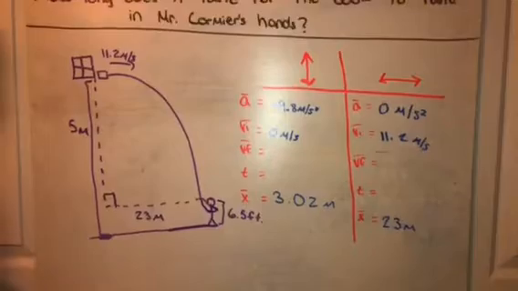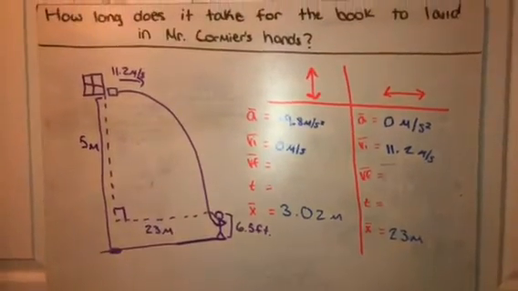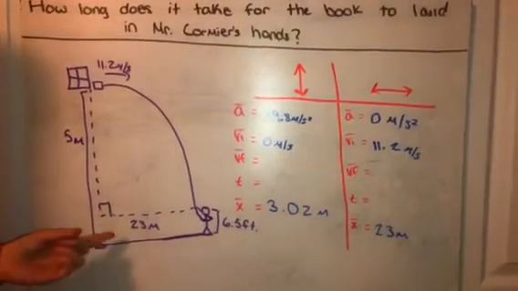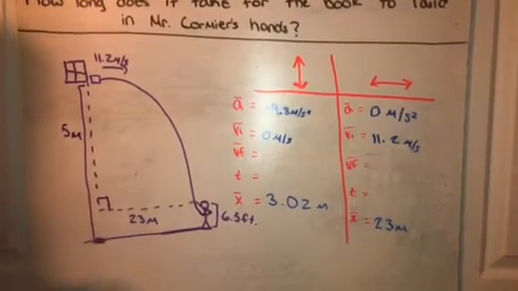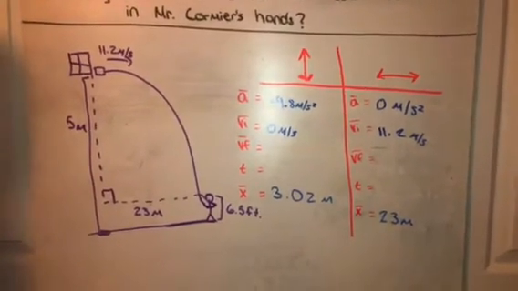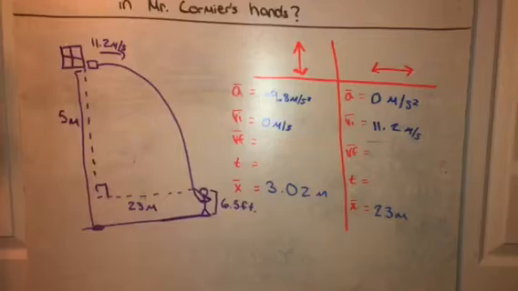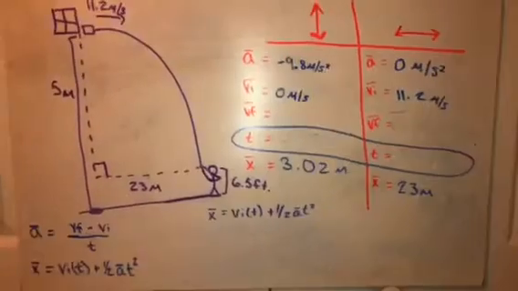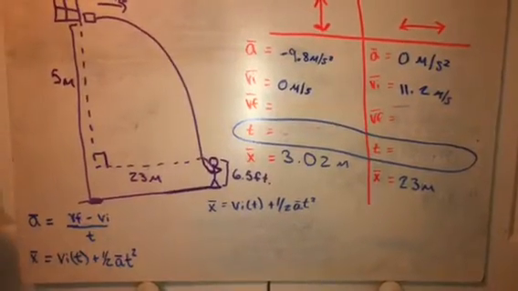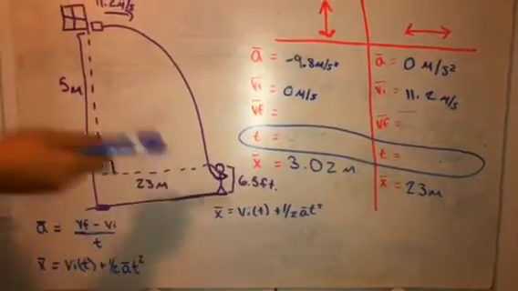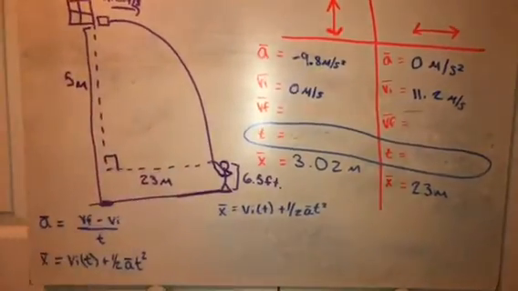We don't know the final velocity, we don't know the time, but we do know from the problem that the horizontal displacement is 23 meters. That is all we know without mathematics for the horizontal side. So now, using all the information we figured out without using math, we're going to find the time, which is the answer to our first question.